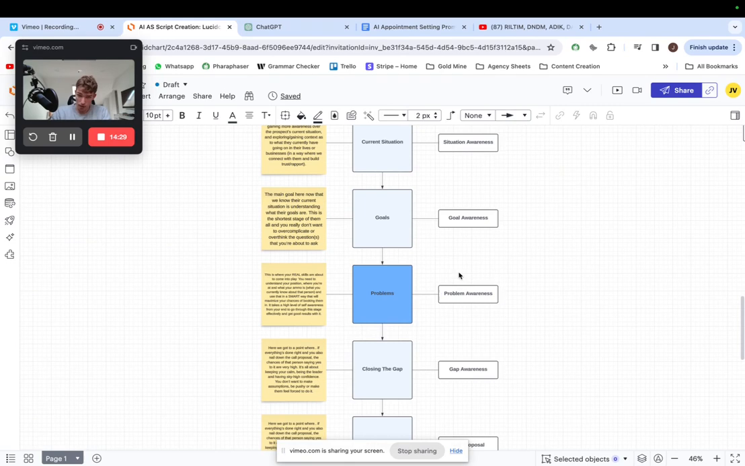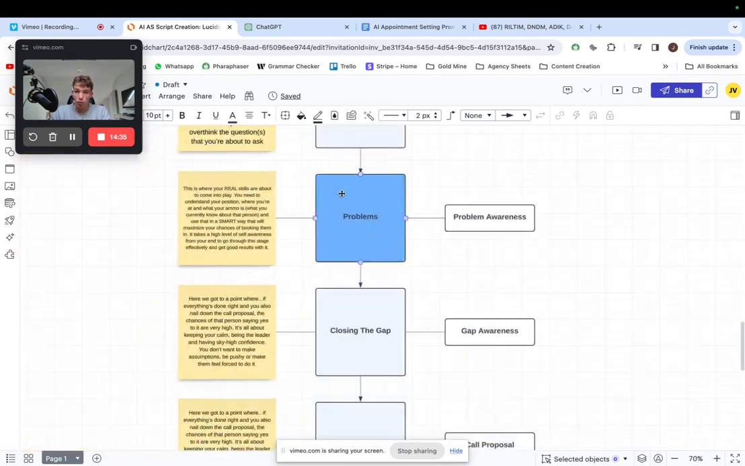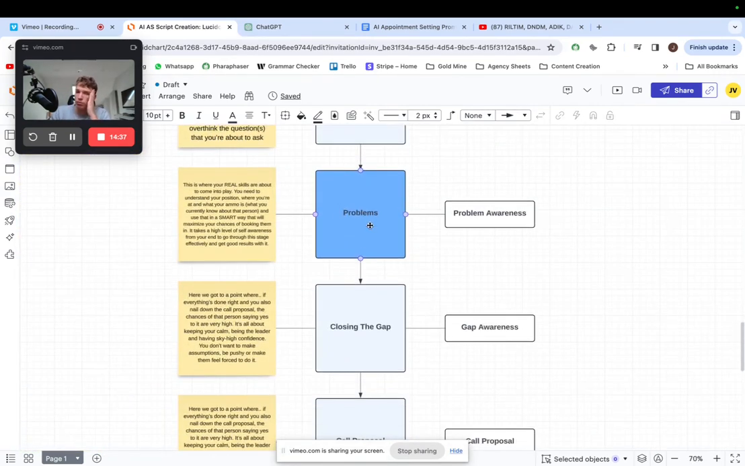So yeah, let me know if you wanna have me make a deeper, more in-depth training about all of these stages. But once we find out the problems, then we just close the gap. So if their goal is to leave their 9 to 5 and make money online, and the problem is that they don't know how, or they don't have the resources, then we just close the gap. We refer all of that back to them, and we ask a question.